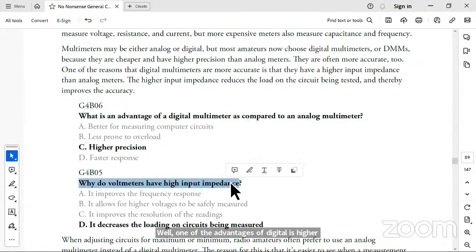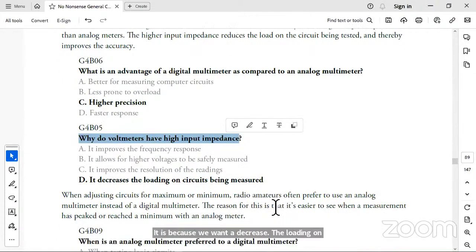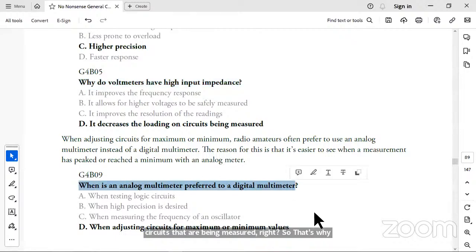Why do voltmeters have high input impedance? It is because we want to decrease the loading on circuits that are being measured, right? So that's why. When is an analog multimeter preferred to a digital multimeter? Well, we just talked about it when we were tuning up our amplifier, right? When we are adjusting circuits for maximum or minimum values, we see it visually. Much harder to see on a digital scale.